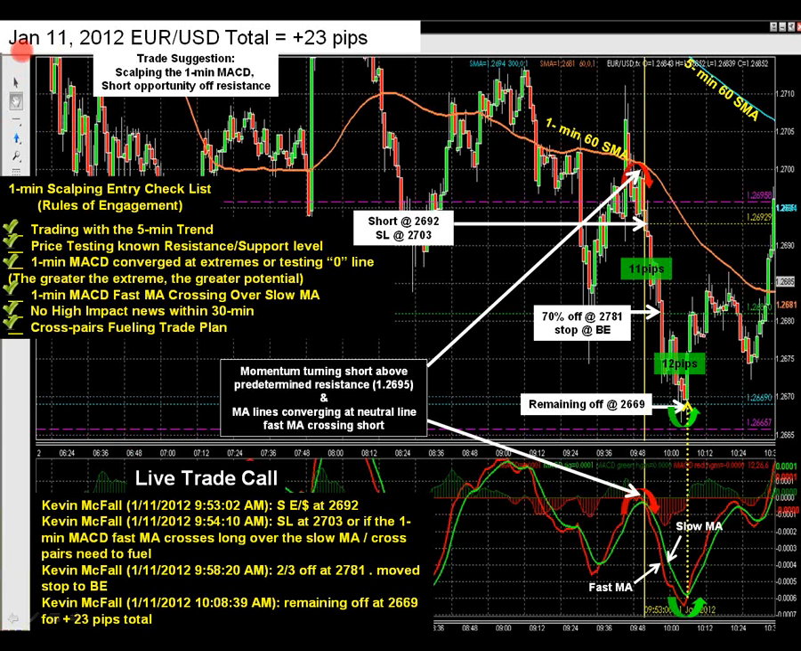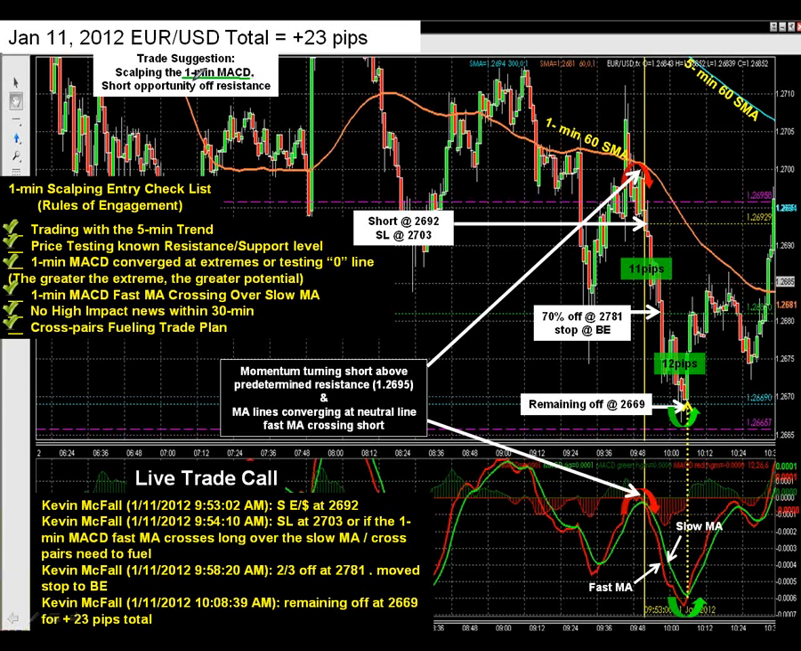Okay, so let's get into a highlight of a trade that we've taken during the week of January 11th. So on January 11th here, you can see we traded the euro dollar in a scalping method using the 1-minute MACD, part of our channel break trading strategy that we use.